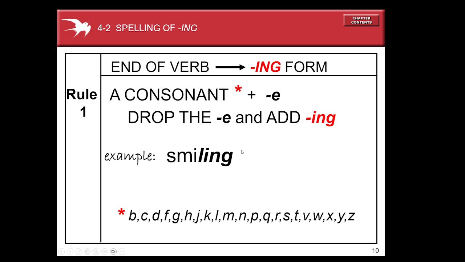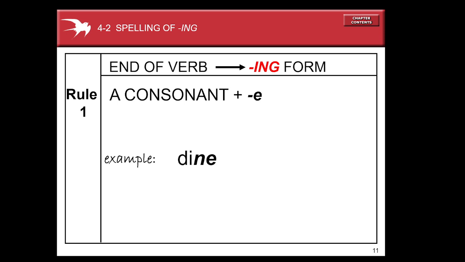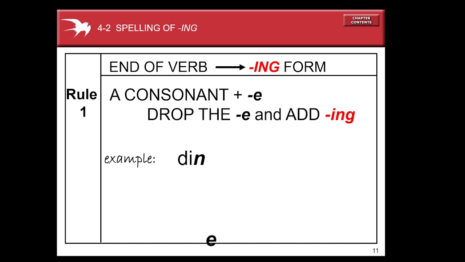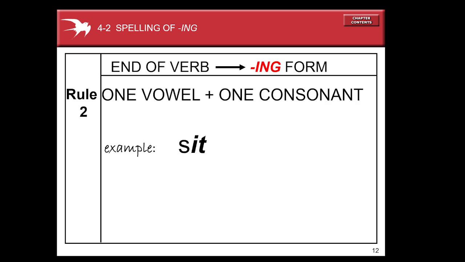Rule number 1, do not forget: every time a verb ends in the letter E and we need to add the suffix -ing, the letter E drops. In the same way with this one, you see? Dine, dining. Let's move on to rule number 2.